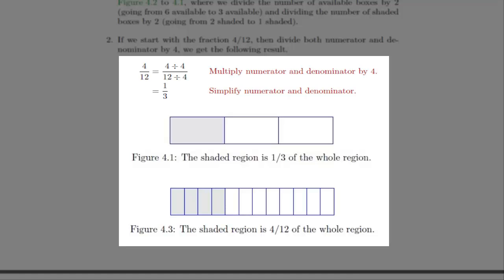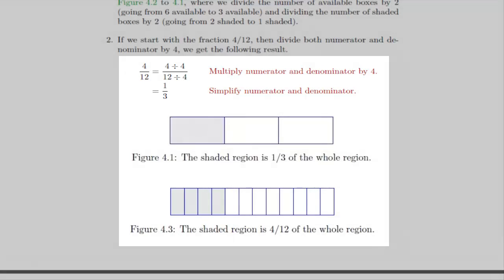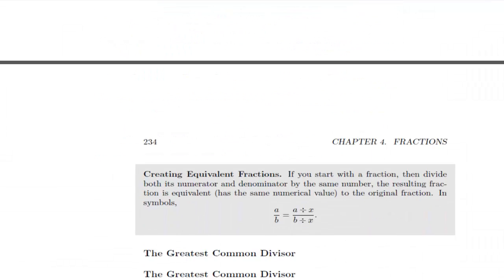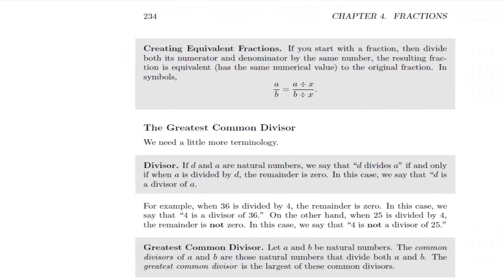Where we divide the number of available boxes by 4, going from 12 available to 3 available, and divide the number of shaded boxes by 4, going from 4 shaded to 1 shaded. The above discussion motivates the following fundamental result: creating equivalent fractions. If you start with a fraction and divide both its numerator and denominator by the same number, the resulting fraction is equivalent, has the same numerical value as the original fraction. In symbols, a over b equals a divided by x over b divided by x.